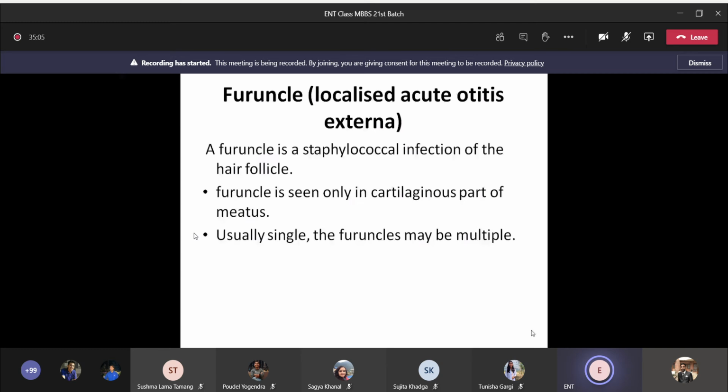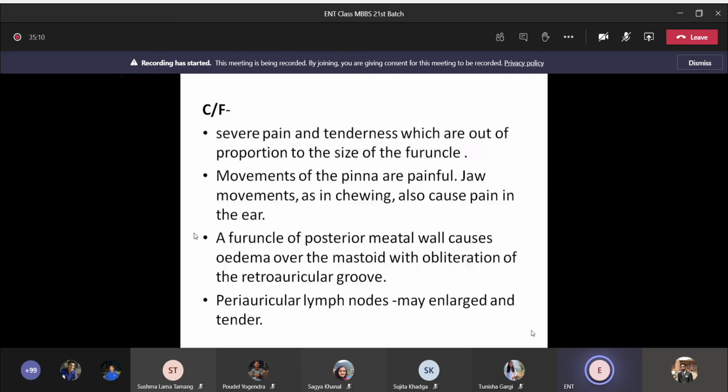Clinical features: severe pain and tenderness, which are out of proportion to the size of the furuncle. The furuncle will be small, but the pain will be very, very severe. Movements of the pinna are painful. Jaw movements, as in chewing, also cause pain in the ear. If the furuncle is on the posterior meatal wall, it causes edema over the mastoid bone with obliteration of the retroauricular groove. Because it is a bacterial infection, there could be enlargement of periauricular lymph nodes, and they will be tender.